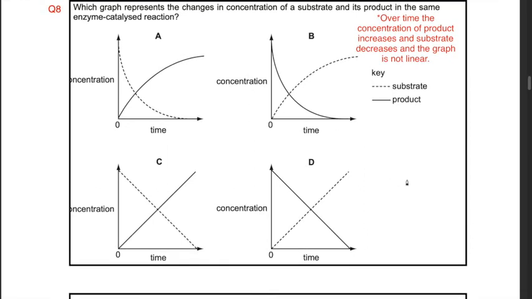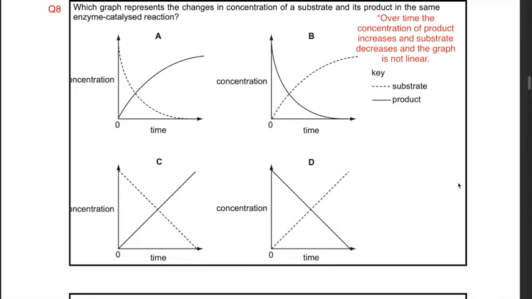Question 8. Which graph represents the changes in concentration of a substrate and its product in the same enzyme catalyzed reaction? Over time, the concentration of product increases and substrate decreases because in an enzyme catalyzed reaction, you provide the substrate to the enzyme, and then when the substrate binds with the enzyme, product would be formed. Hence, the product concentration increases, and it doesn't increase in a linear form. It increases gradually, hence is represented by a curve, not a linear graph.